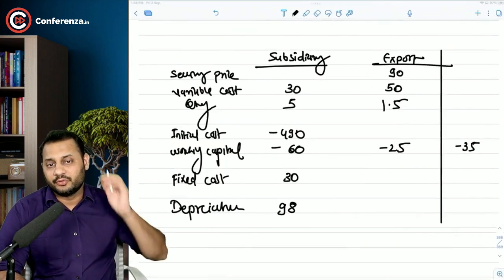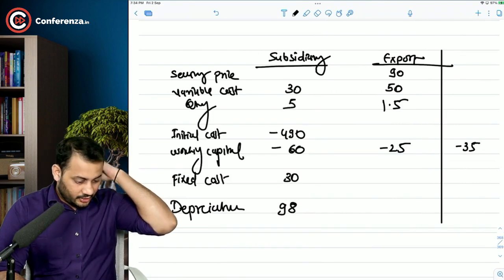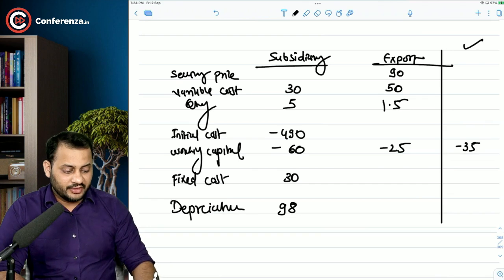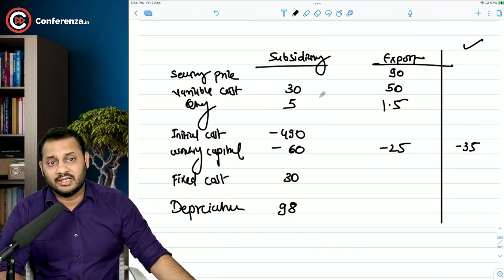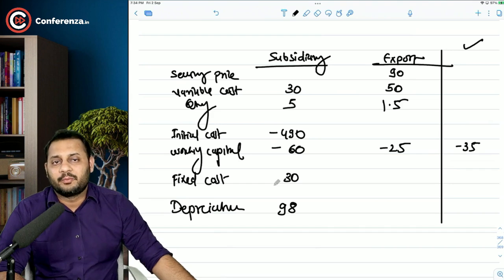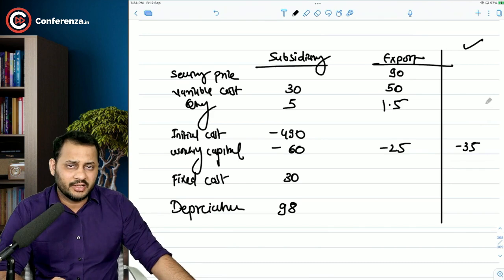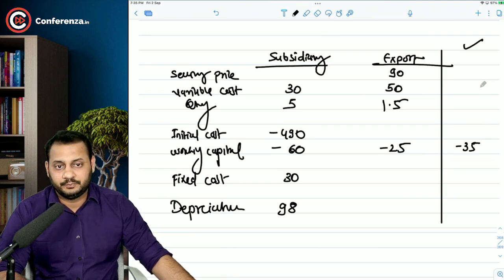What are you going to do? It's very simple, sir. You can do the calculation on the basis of the incremental approach, and that will save up on your time, but that is difficult to understand. Or you can do your calculation based on export separately and subsidiary separately. I am going with the incremental approach, which will take some effort, but it's easy to understand. It will be very good to save time.